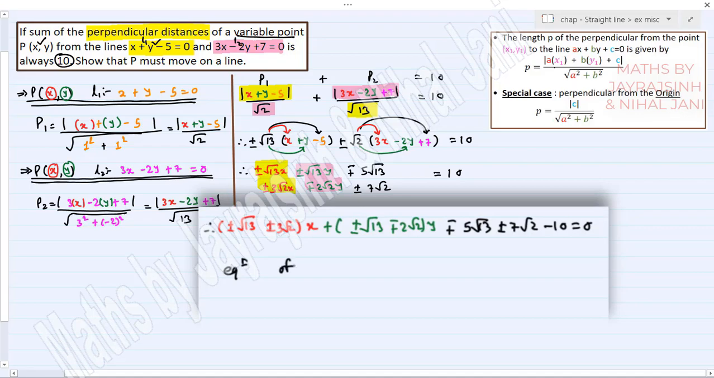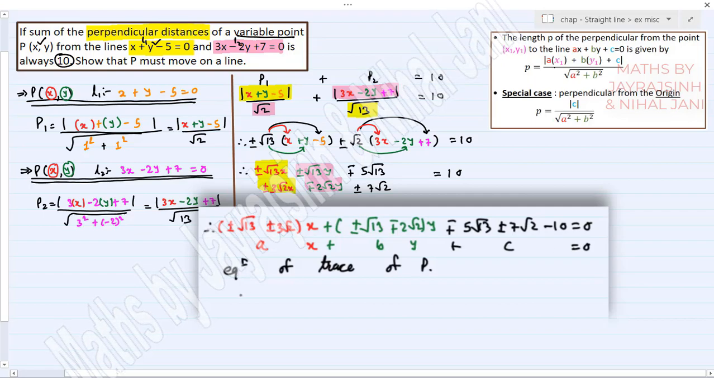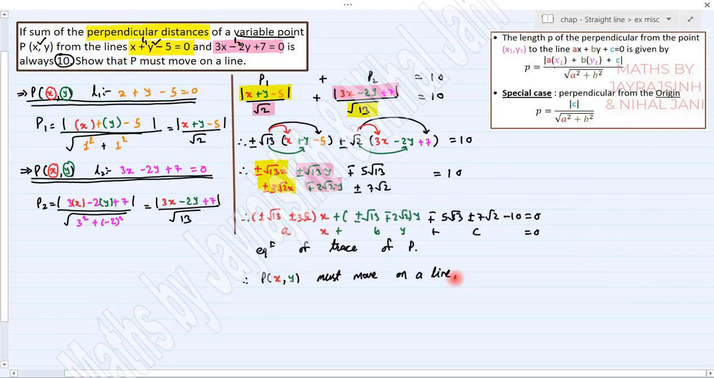So we get the equation of the trace of point P, which is in the form of ax plus by plus c equal to 0, which is the equation of a line. So your variable point P must move on a straight line. Hence proved.